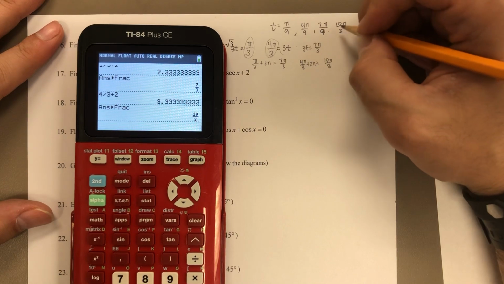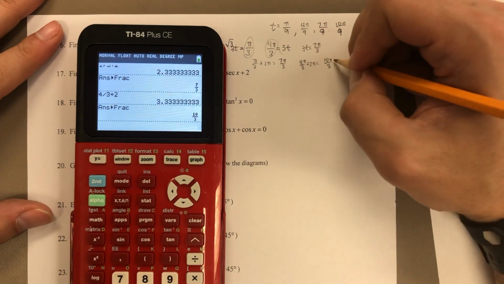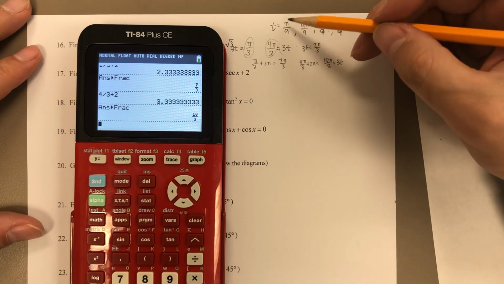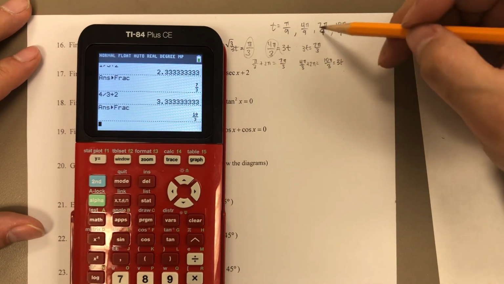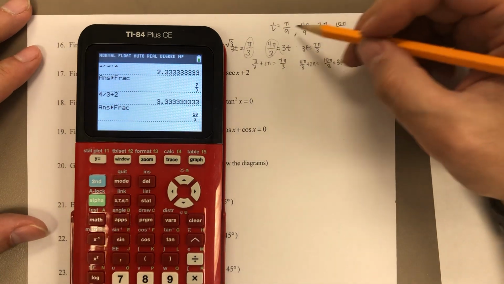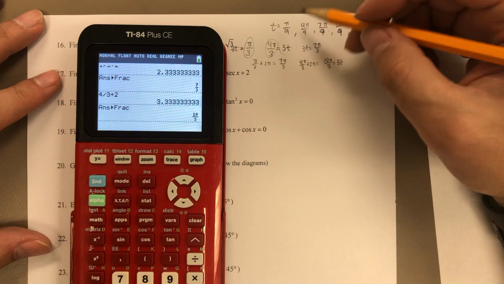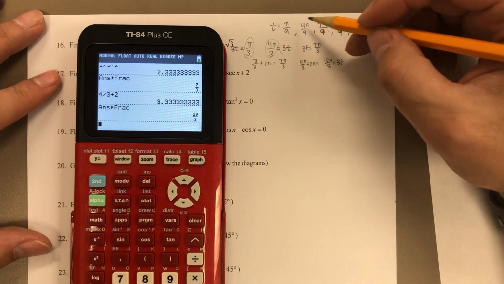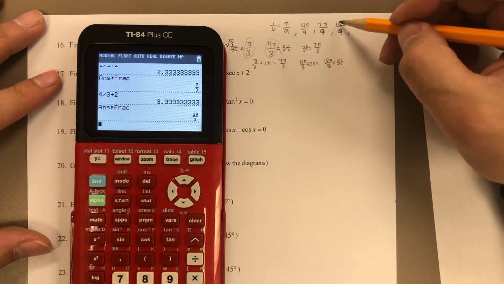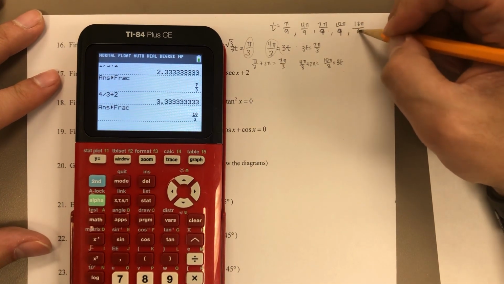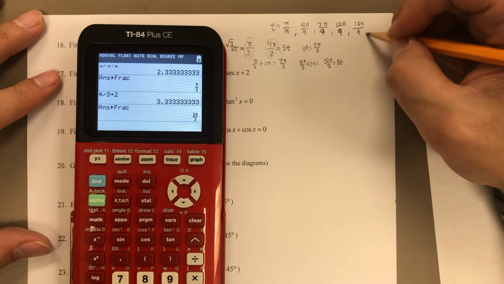And do you notice a pattern that's going on here? When you solve for each of these, it's 1 pi ninth, 4 pi ninths, 7 pi ninths, 10 pi ninths. It keeps going up by 3 pi ninths, right? So you can just keep adding that on there. So 1 plus 3 is 4, 4 plus 3 is 7, 7 plus 3 is 10, 10 plus 3 is 13 pi ninths, and then 13 plus 3 would be 16.